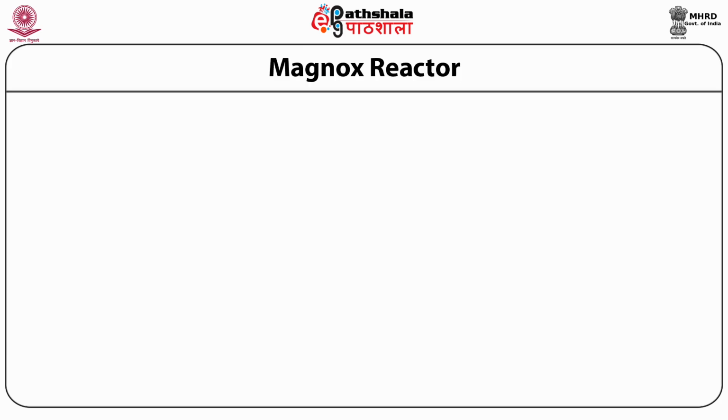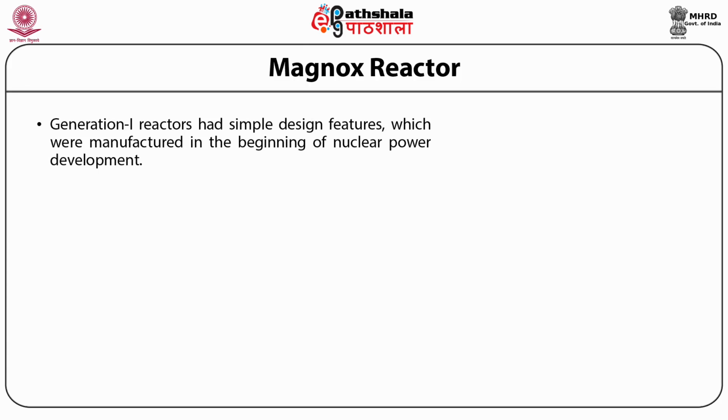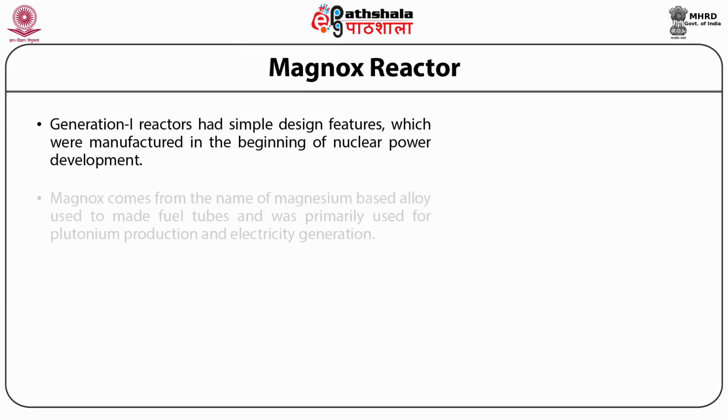First, we will discuss the generation first reactors. Generation first reactors had simple design features which were manufactured in the beginning of nuclear power development. G-first consists of prototype reactors from the 1950s and 1960s. Magnox and Shippingport are the G-first reactors which were manufactured in the United Kingdom and United States respectively. Now we will discuss the Magnox reactor.